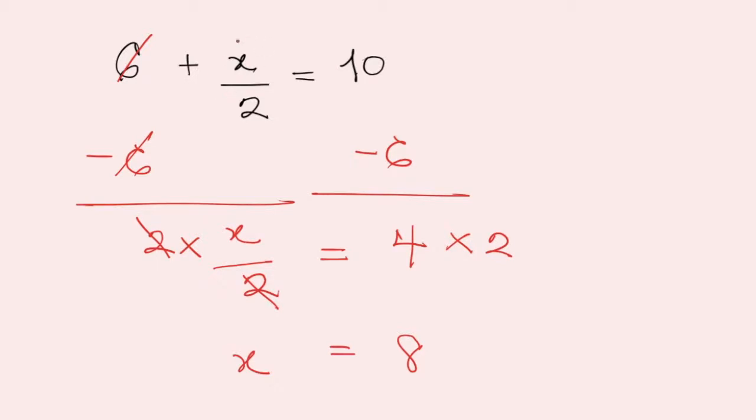And if you plug that into your equation here, you would realize that 8 over 2 is equal to 4, and 6 plus 4 is equal to 10. So that's how we make an unknown the subject of the formula. The aim is to isolate the unknown to be by itself on one side of the equation.